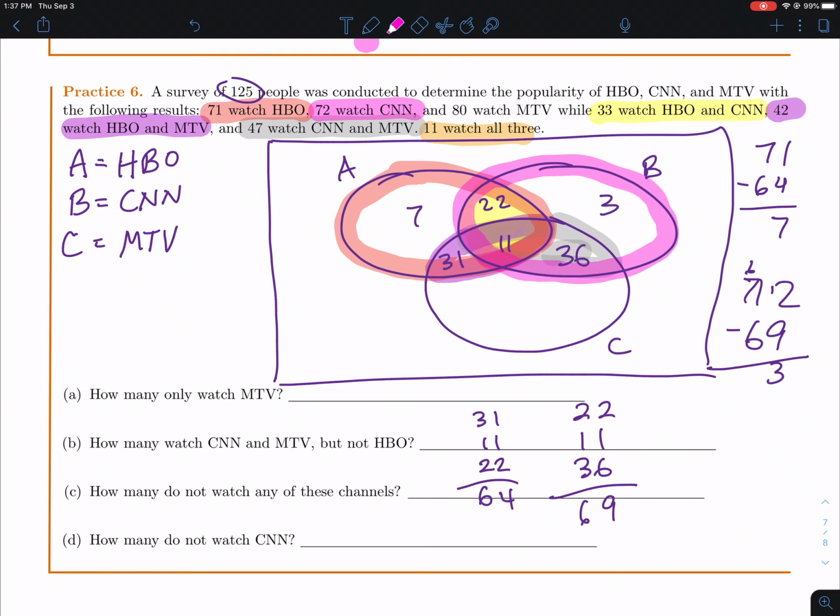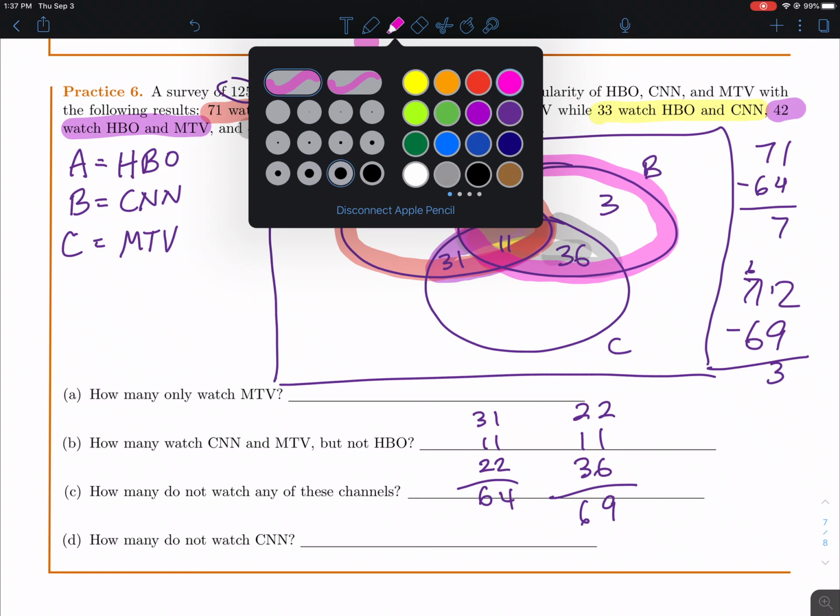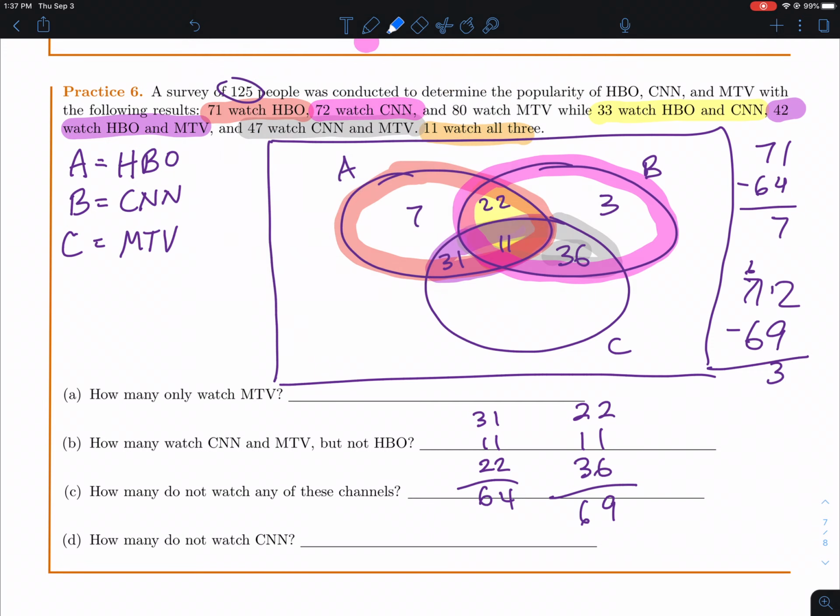And then finally, we've got to deal with MTV. So let's get, what color do I want? Let's do this blue. So again, we've got 80 people that are watching MTV. So circle C is 80. So again, if we add up all those people inside, that total should be 80.